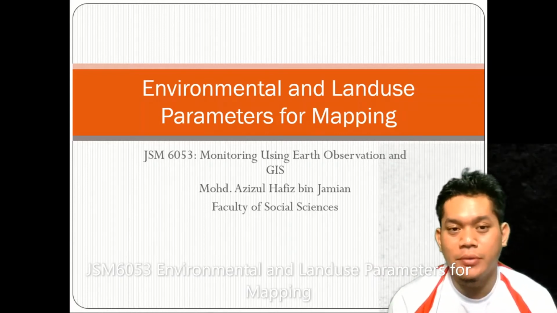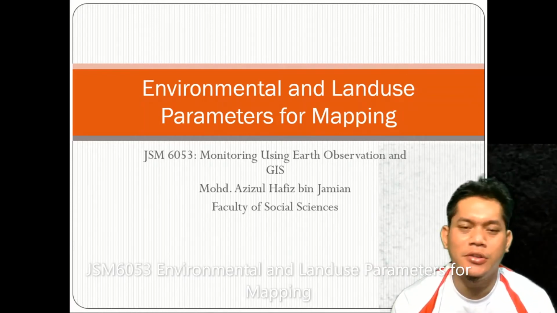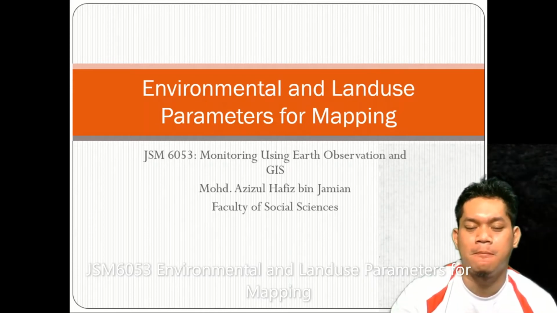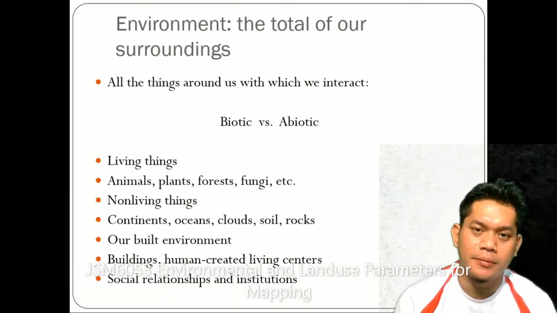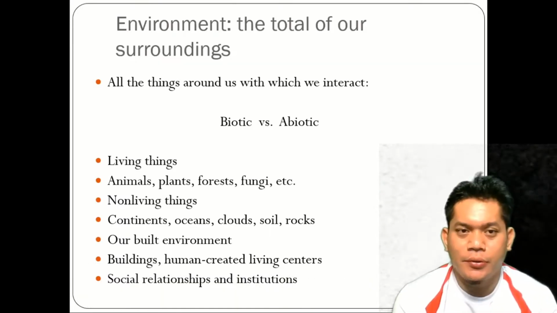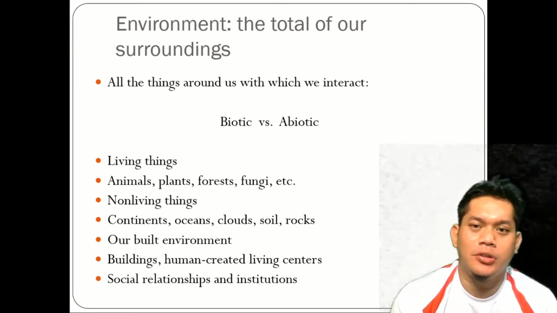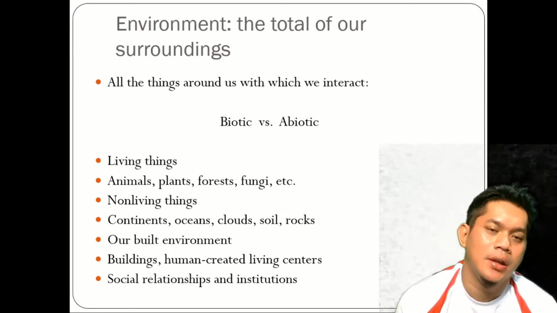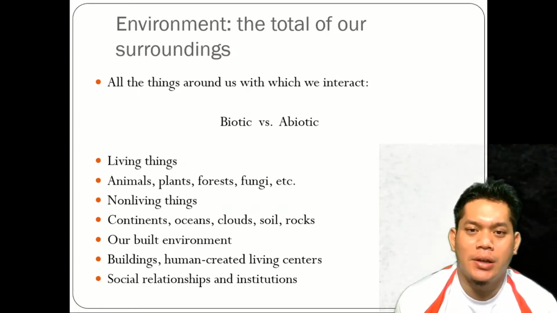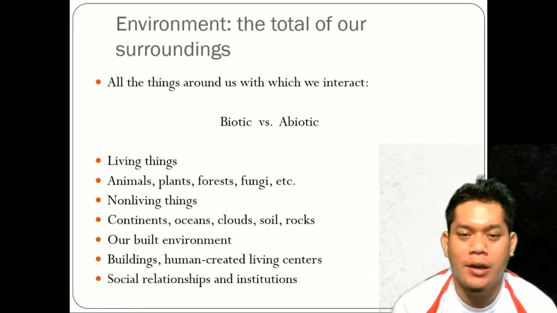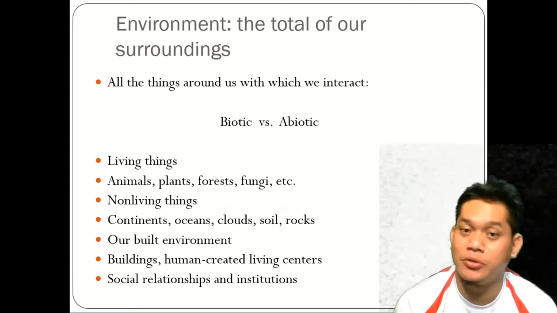Now we move to chapter 5, the environmental and land use parameters for mapping. Alright, first we talk about the environment: the total of our surroundings, basically all the things around us with which we interact. They consist of the biotic and also the abiotic.